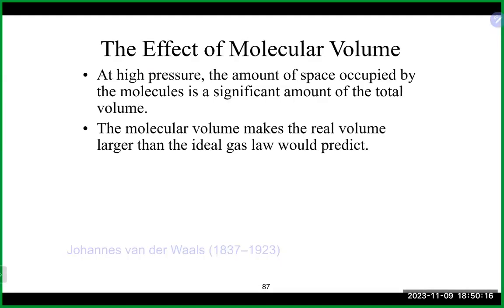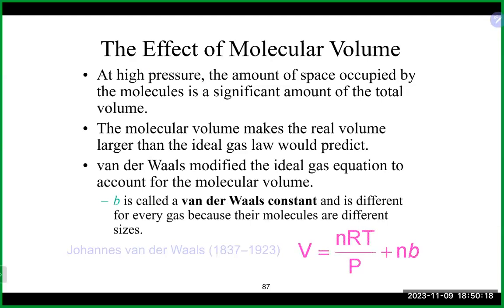So the effect of the molecular volume was worked out by a guy named van der Waals, who did a lot of work, as we'll talk about in the next chapter, with intermolecular forces, how molecules interact with one another. And he did some correction values that you use in a real gas situation or a non-ideal gas situation. And these are what are sometimes referred to as the van der Waals constants. And there's a van der Waals constant A and a van der Waals constant B.